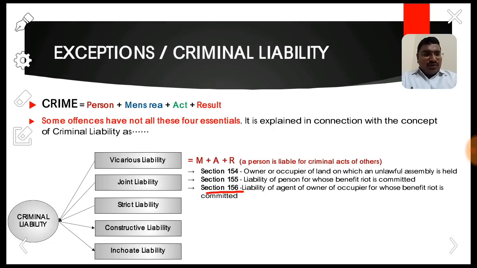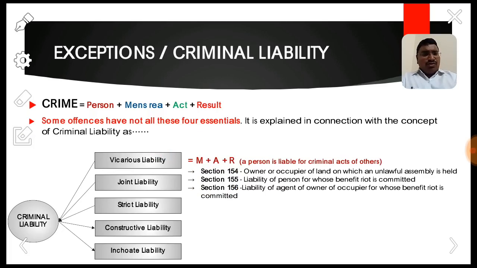Next, according to section 156, liability of agent or owner or occupier for whose benefit a right is committed. Just in these three sections, 154, 155 and 156 of IPC, the concept of vicarious liability is explained. The person is liable for criminal acts of another person.